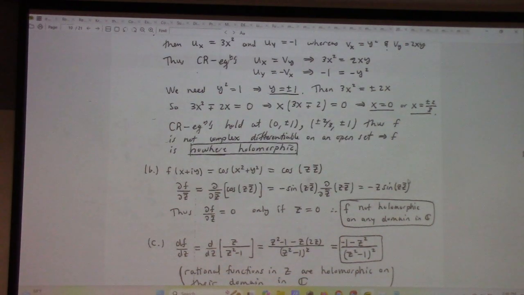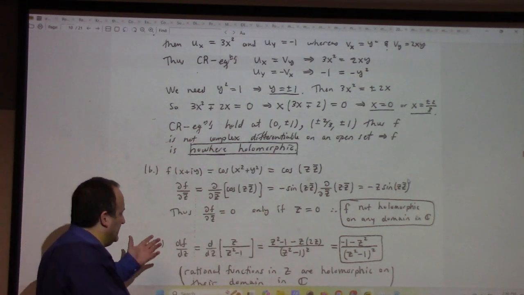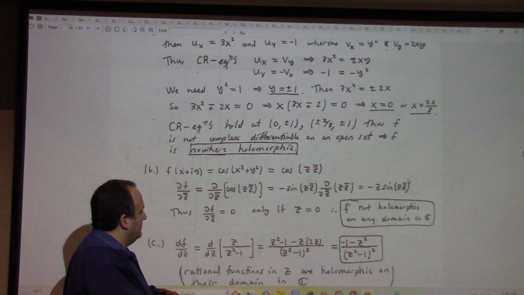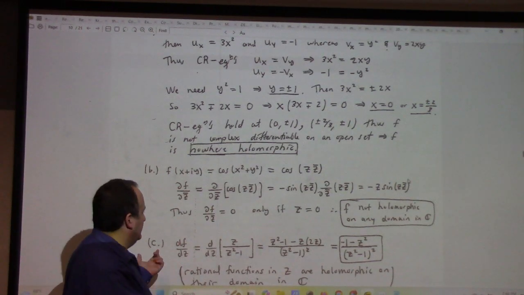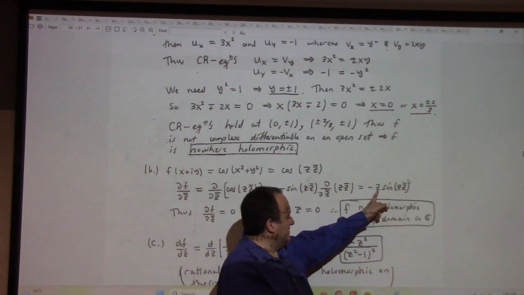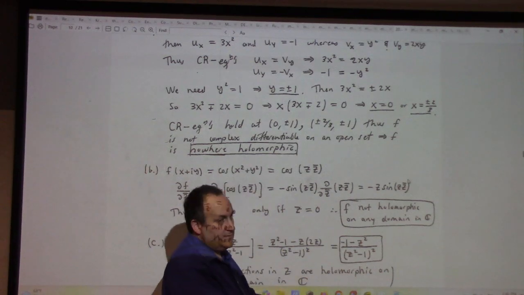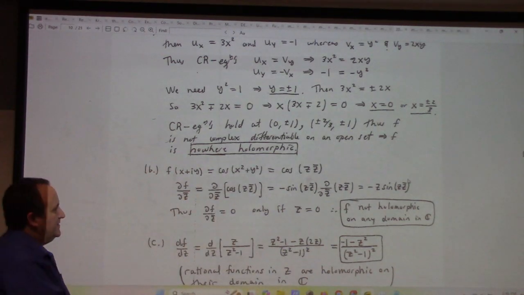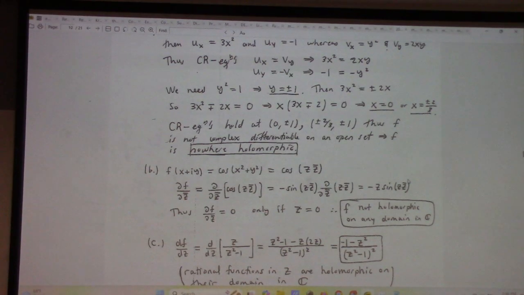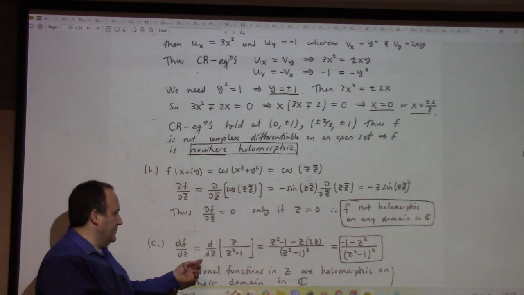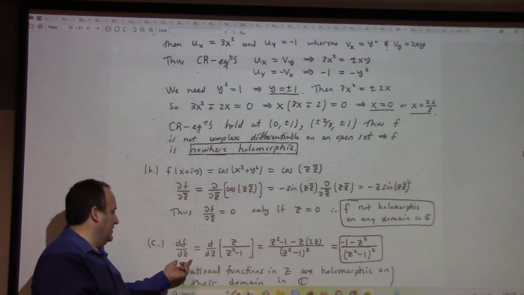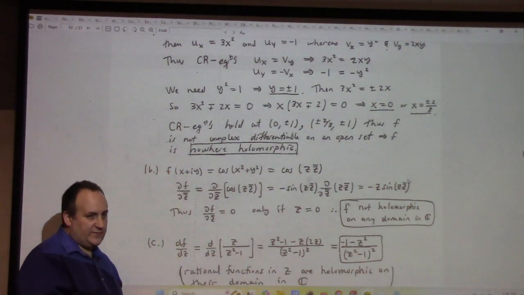This one here, you've got cosine of a z bar, which has a z bar derivative which is non-zero, unless what? Unless you've got z equal to 0 here. So the only place where it's satisfying the Cauchy-Riemann equations is the origin. So it's not holomorphic on any domain. This one next here, I can just differentiate. It only depends on z, so the partial derivative with respect to z bar is 0.